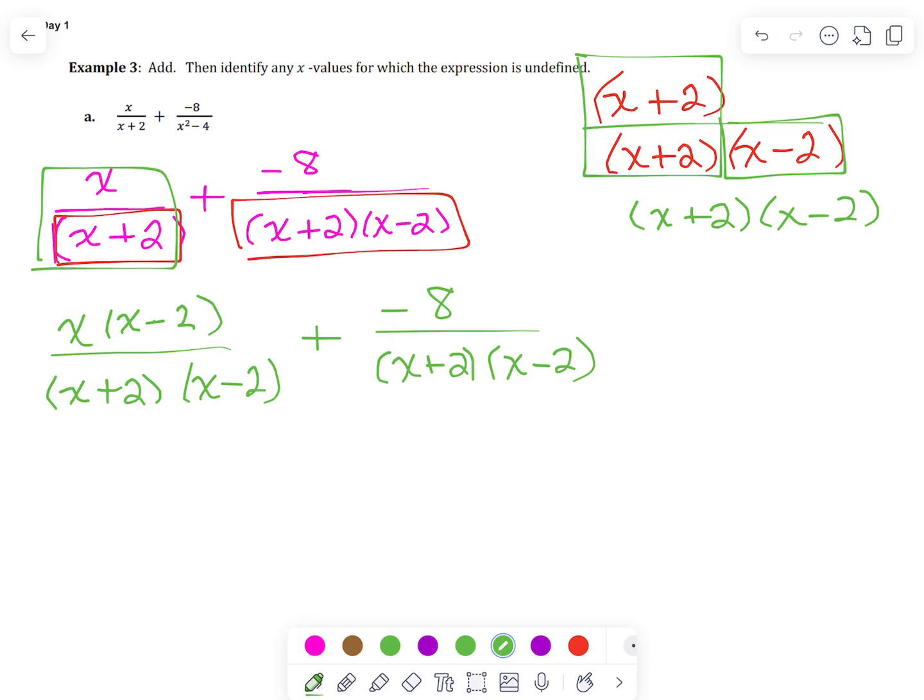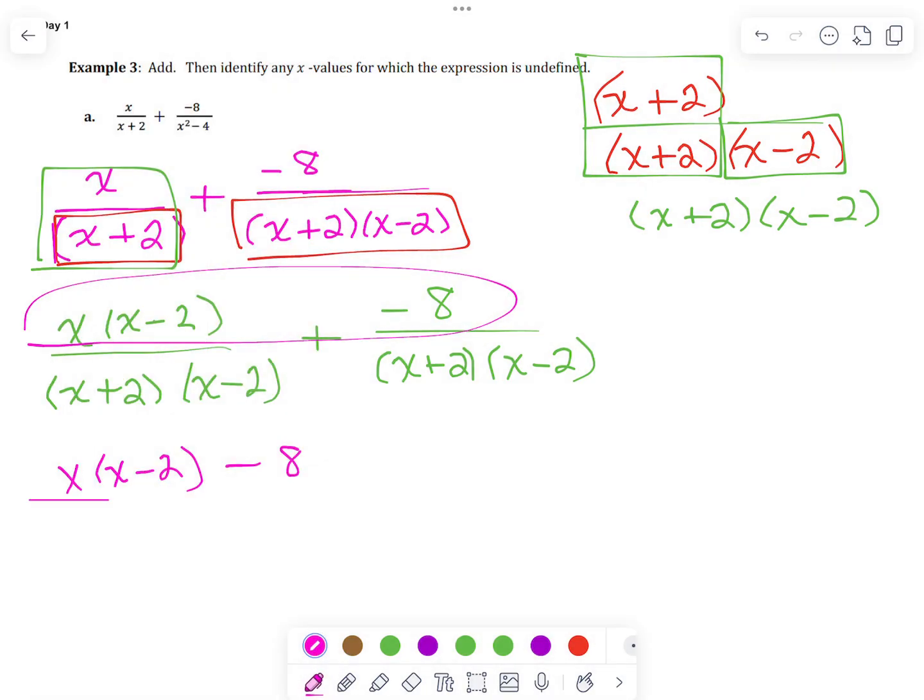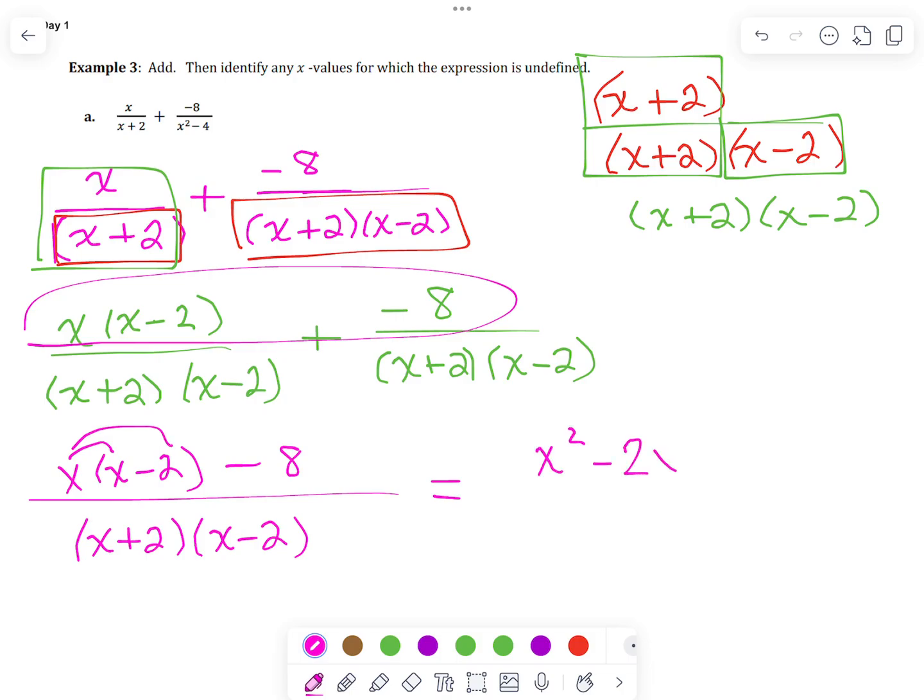So we'll go ahead and add those fractions together. So we add the numerators. So here's our numerator, we add those together. So we get x times x minus 2, plus minus 8 just turns into a minus 8, and then we keep that denominator. Now we're going to go ahead and distribute the x into that binomial. So we get x squared minus 2x, and then we have a minus 8 on the end.